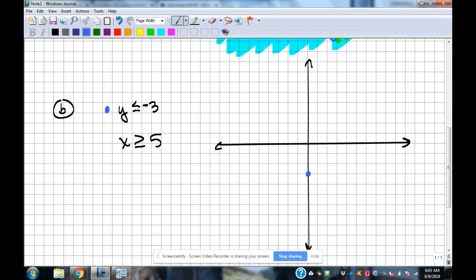So is it a dotted or a solid horizontal line? Solid, because why? There's no such thing as greater than or equal to or less than or equal to dotted. Which one is this? That is less than.